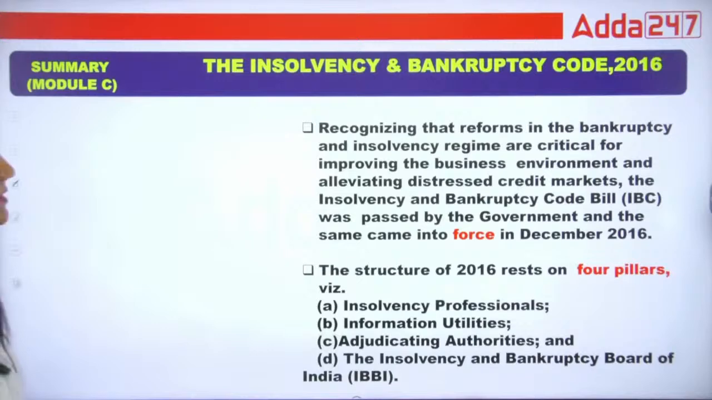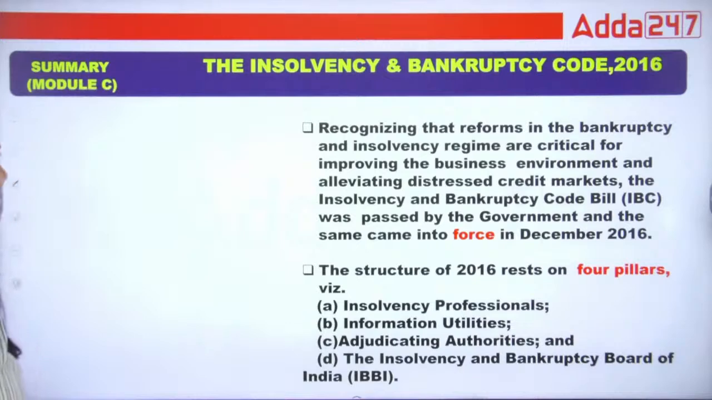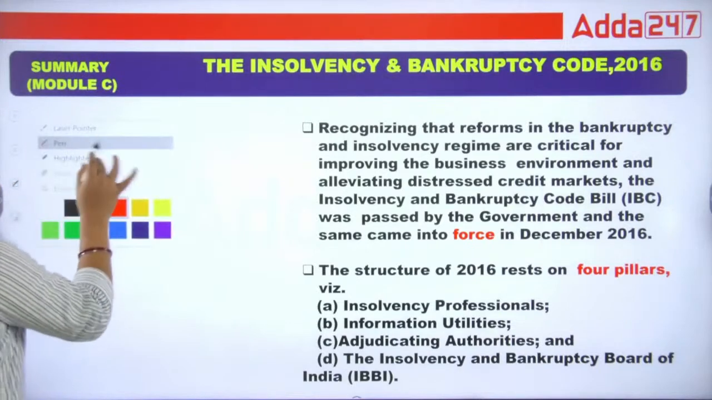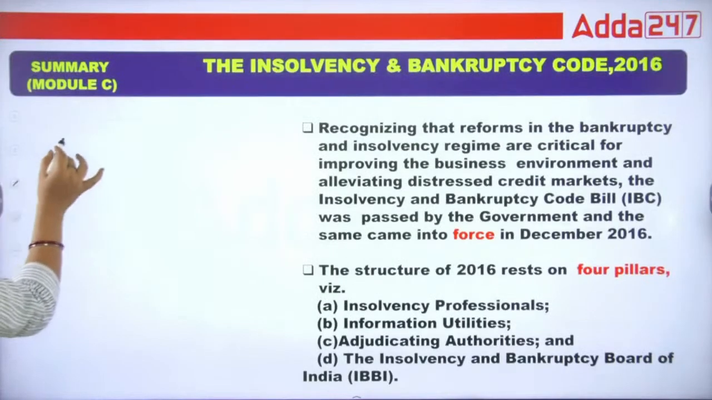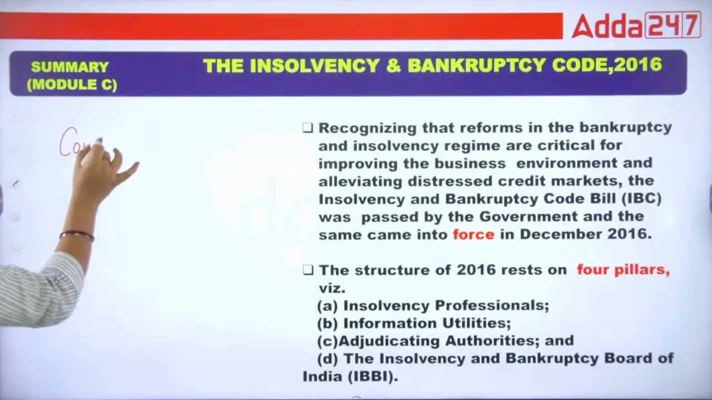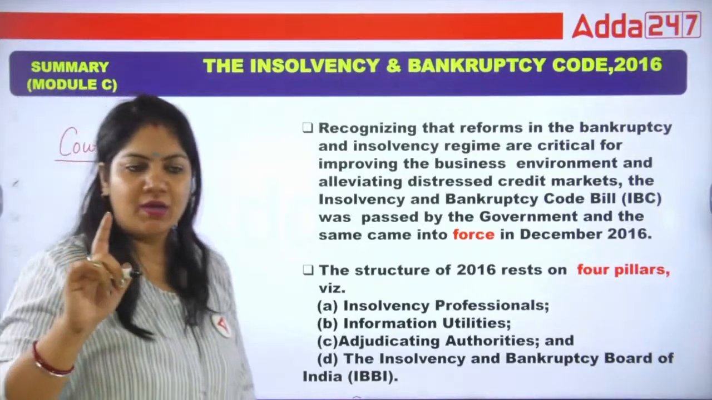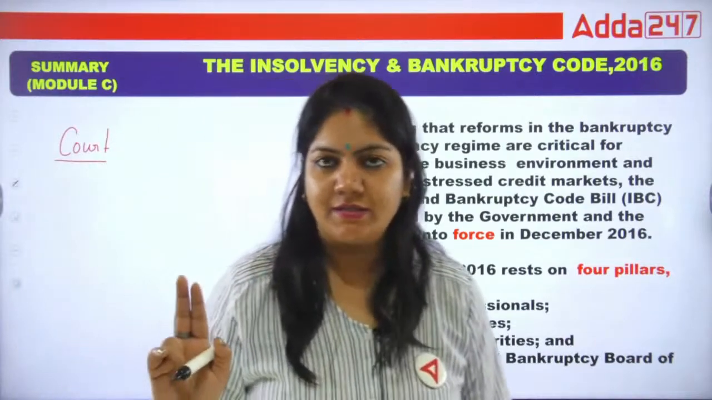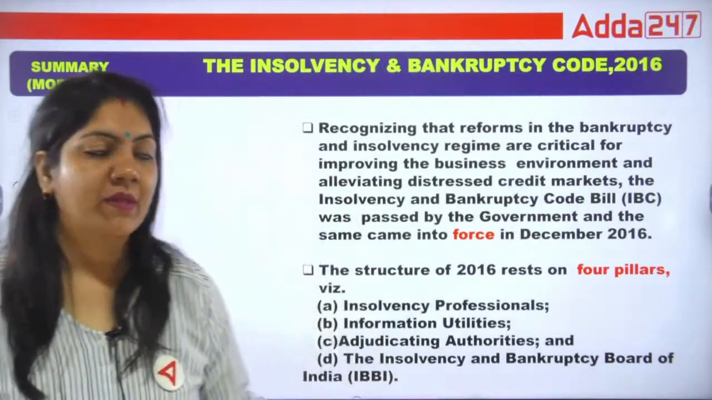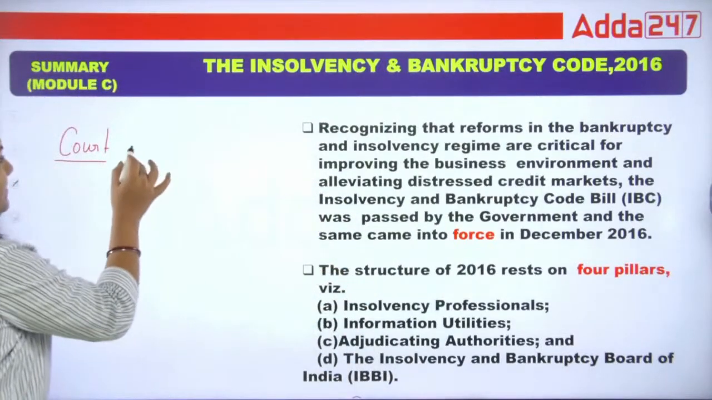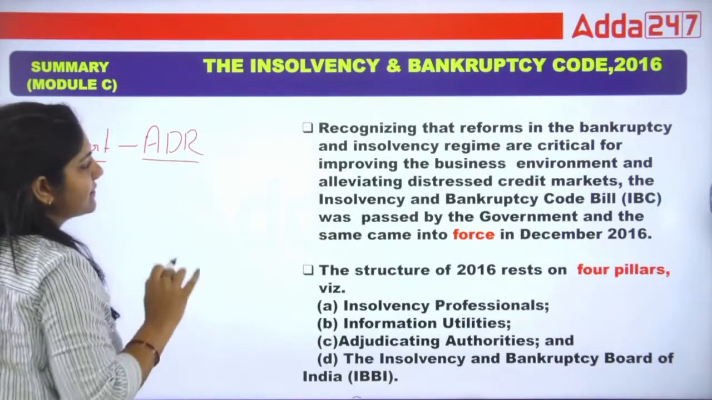Today's act is the Insolvency and Bankruptcy Code 2016. What exactly does this mean? We know that we have a court in which justice will come, right? But the Supreme Court is one, the High Courts total 25, and district courts and session courts are so many. So in this case, the substitute for court is the ADR system. What is the ADR system? Alternative Dispute Resolution.